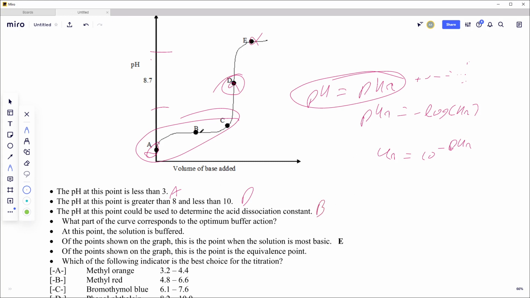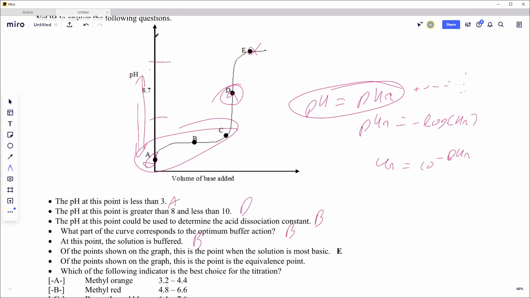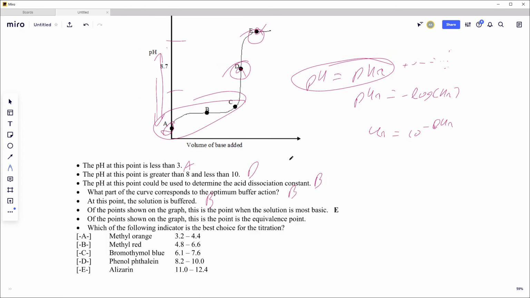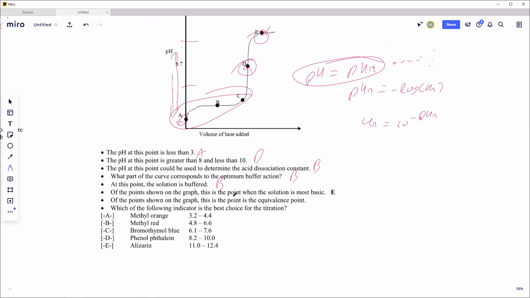Optimum buffer action, where they have a ratio of 1 to 1, is again B. Buffered, when it has maximum capacity, is B. Next, the point where the solution is most basic. Here we become more basic, here we become more acidic. Which one is the most basic? You read it like this and you reach E. It's E.